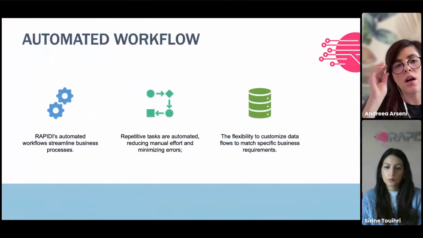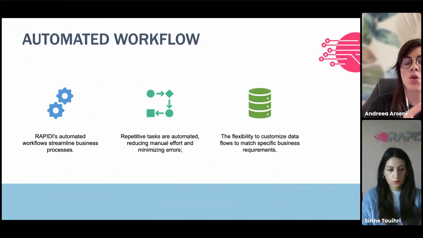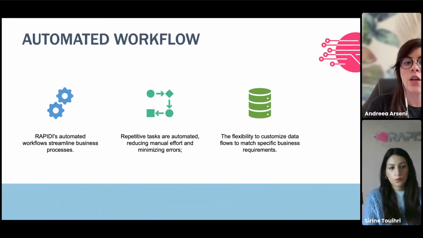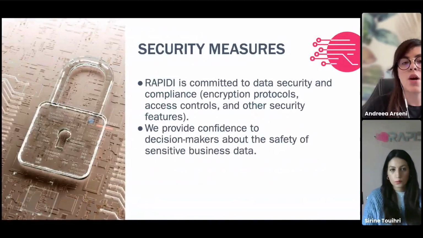Next one would be automated workflow. So here, we do ensure the streamlining of business processes. Of course, when you have an integration between two systems, then everything is automated, right? So then data will be transferred from one point to another, and you don't need to worry or think about it. So that's something that the integration will do for you. And then, of course, all those repetitive tasks that someone used to do, right? Those are automated.